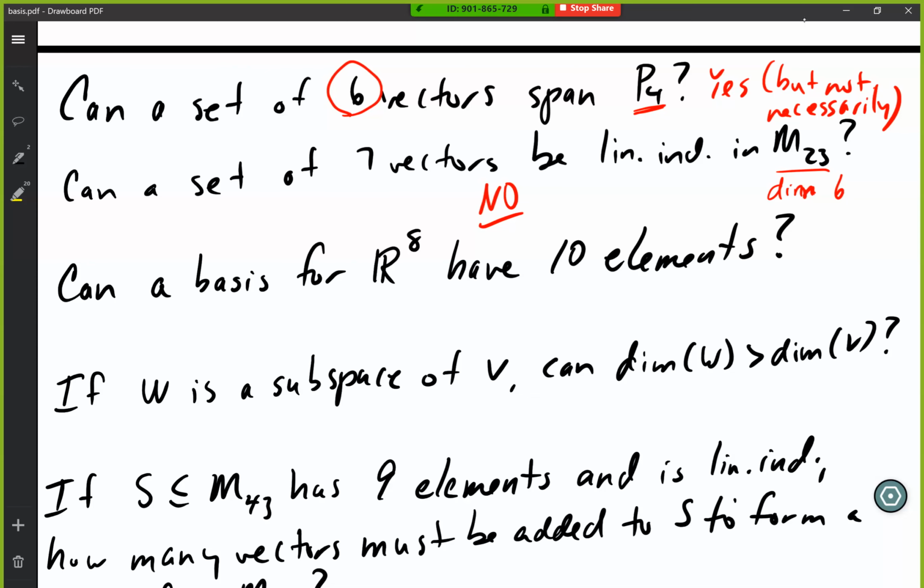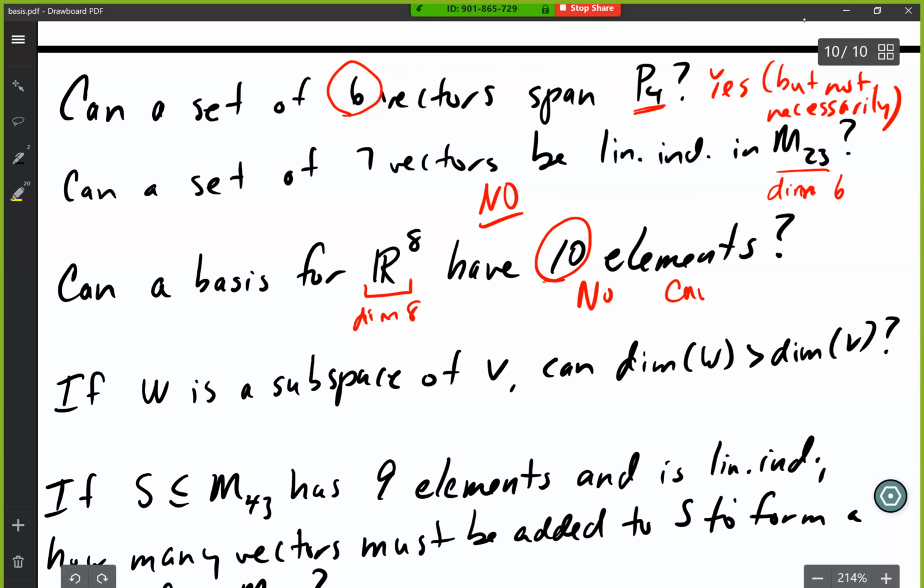Let's look at this next question, which says, can a basis for R8 have 10 elements? Well, what is the dimension of R8? 8. So can a basis have 10 elements? No. So what's wrong? Remember, a basis has 2 characteristics: it has to be linearly independent and it has to span. Which of those 2 is automatically violated by having 10? Good, it cannot be linearly independent. It's too big. Remember that the dimension is the maximal linearly independent set. It's as big as a linearly independent set can be. So if the dimension is 8, the biggest linearly independent set you can have is 8. So it cannot be linearly independent with 10 elements in it.